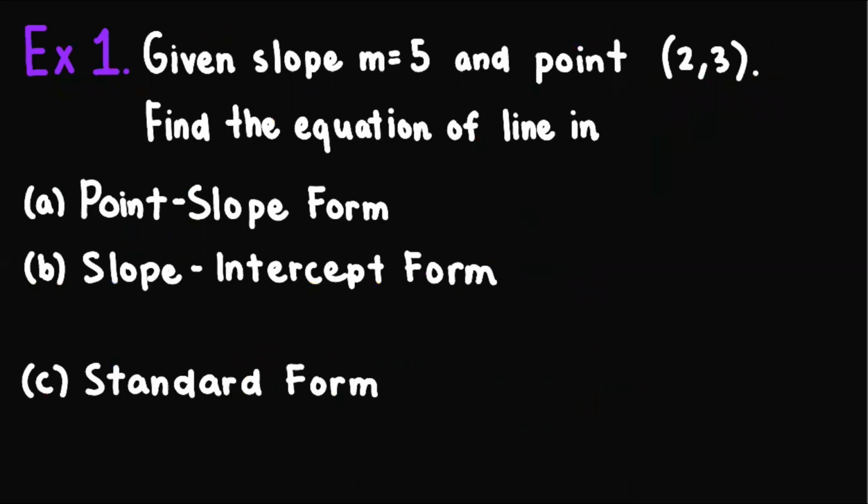So here's our first example. Given the slope m equals 5 and point (2, 3), we find the equation of the line in first the point-slope form, then the slope-intercept form, and lastly the standard form. Now feel free to pause this video so you may try this example on your own.